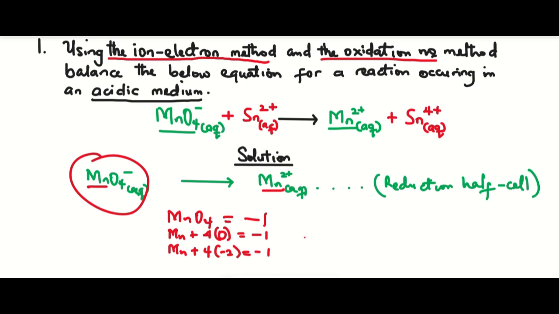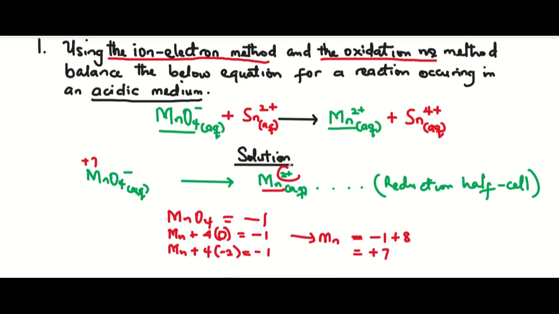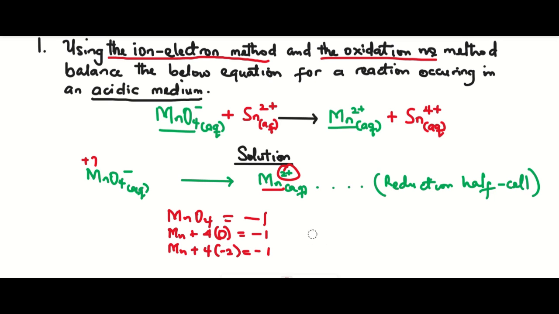So in the end, I have manganese to be equal to -1 plus 8, which gives us +7. This means that manganese has moved from +7 to +2. So what does this tell us? We use these two values, that is the +7 and +2, to determine whether it is an oxidation or reduction half-cell equation. To determine this, we shall employ the number line method.